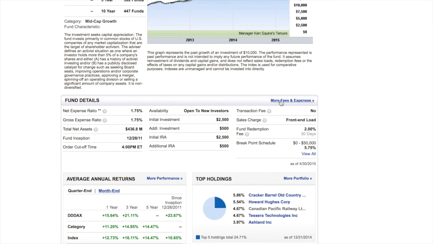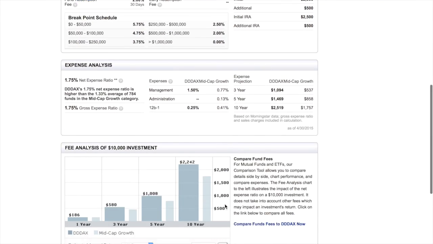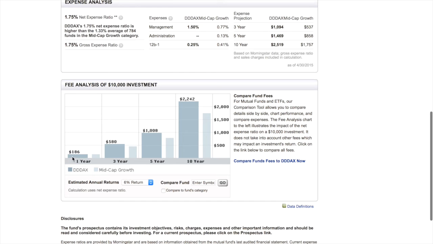You see this button over here where it says more fees and expenses. This is a great tool that Etrade has. You can go down and you have a chart here where you can compare. It says, hey, if you take a $10,000 investment, this is what it's going to cost you in a year, 3 years, 5 years, 10 years, right? And you can see how those fees are adding up. And you can compare to other things.